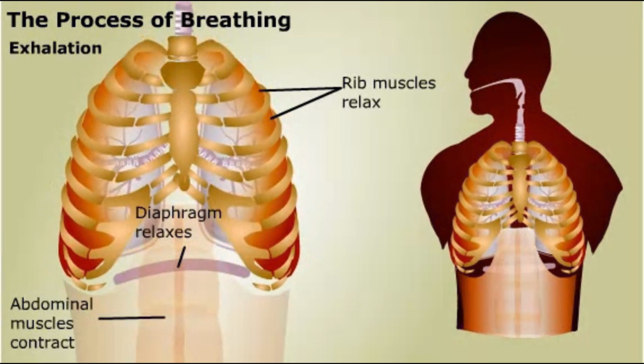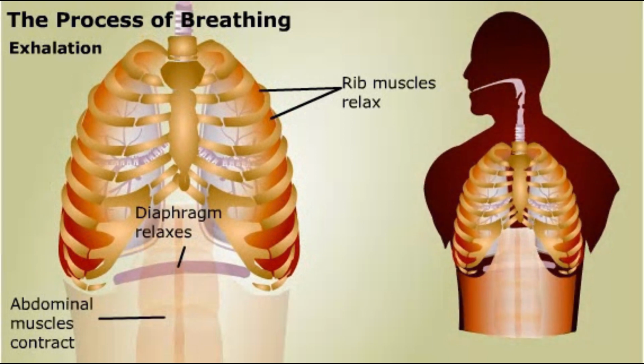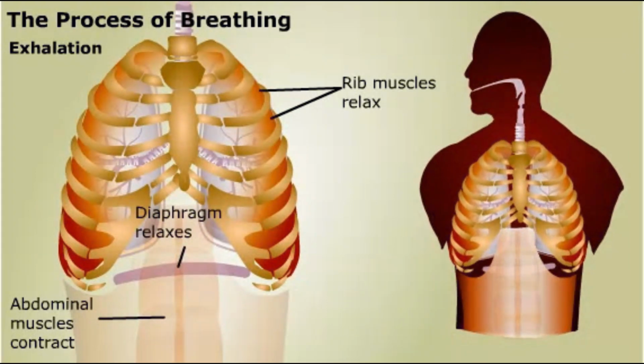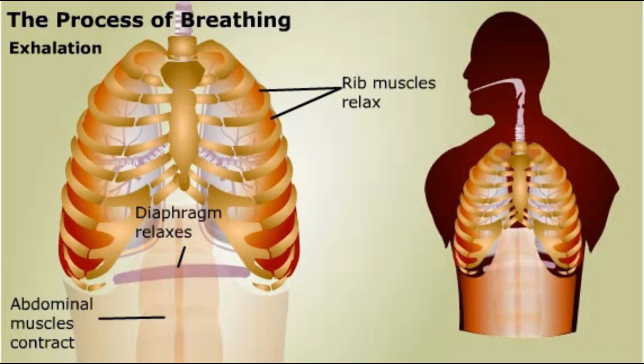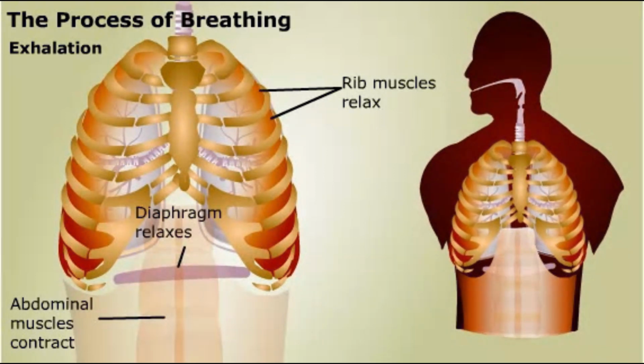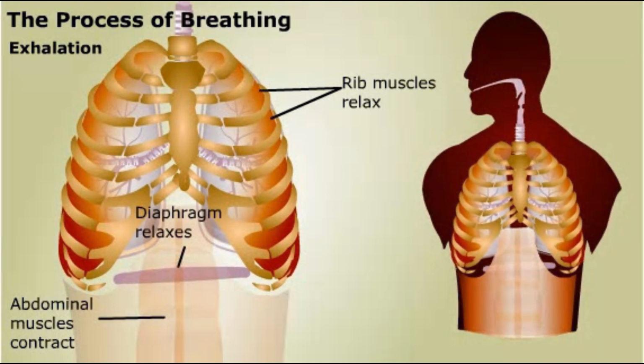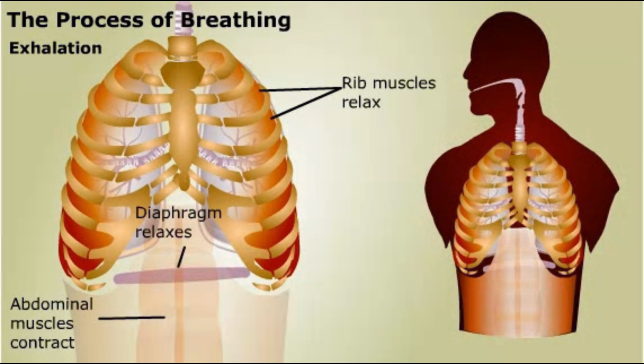During exhalation, the rib muscles and diaphragm relax, while the abdominal muscles contract. The elastic tissue in the lungs also returns to its relaxed state. The diaphragm moves up and the rib cage moves down, increasing the pressure inside the lungs and forcing the air out. Recall that the lungs contain elastic tissue, which helps them return to their uninflated state on exhalation.